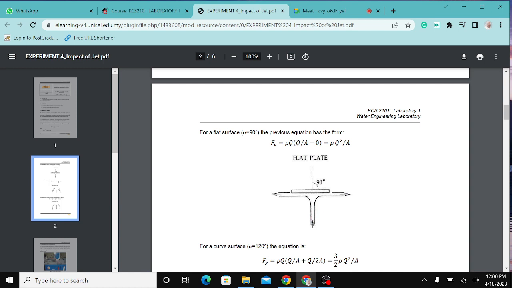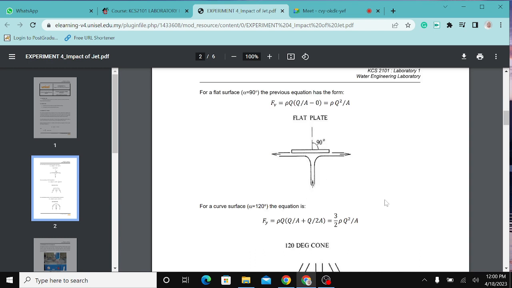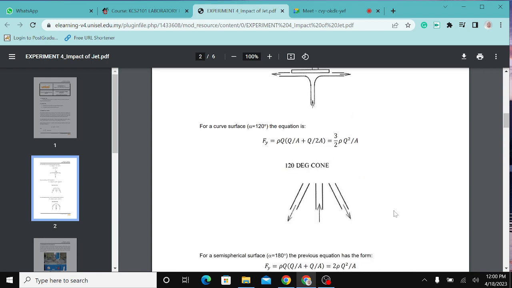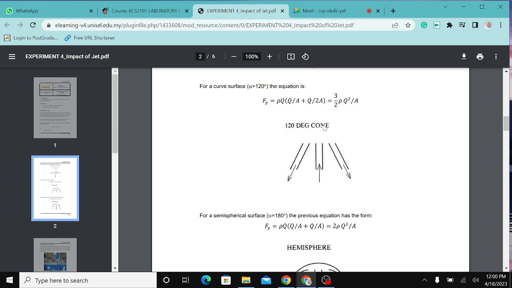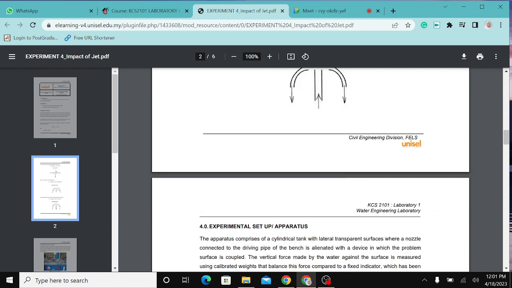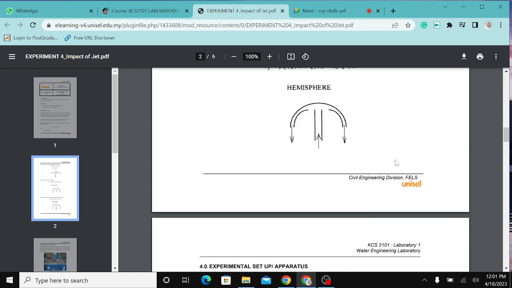This figure shows the flat plate. For the curved surface, alpha is 120 degrees, then you have the Fy equation here. The figure is something like this, so alpha is 120 degrees. This is a 120 degrees cone. For a semi-spherical surface whereby alpha is 180 degrees, then you have this equation of Fy. This is a figure to describe the surface.